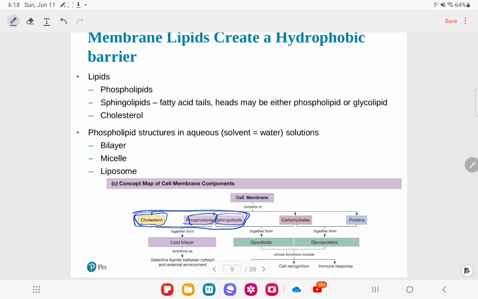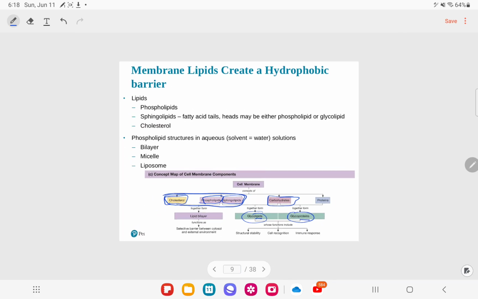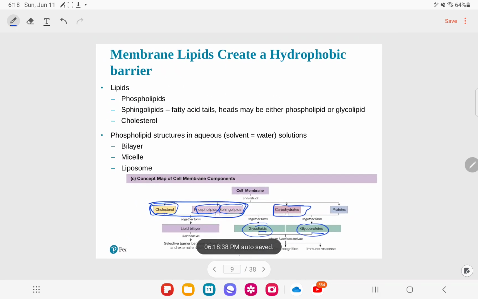Then you have a carbohydrate component, where that sugar is going to be bound to either a lipid or a protein, forming those glycolipids and glycoproteins. Again, that's going to function for structural stability, cell recognition, and immune response. And we have proteins that make up the cell membrane as well. They can also be bound to sugars, helping again with cell recognition, cell communication, structural stability, things like that.